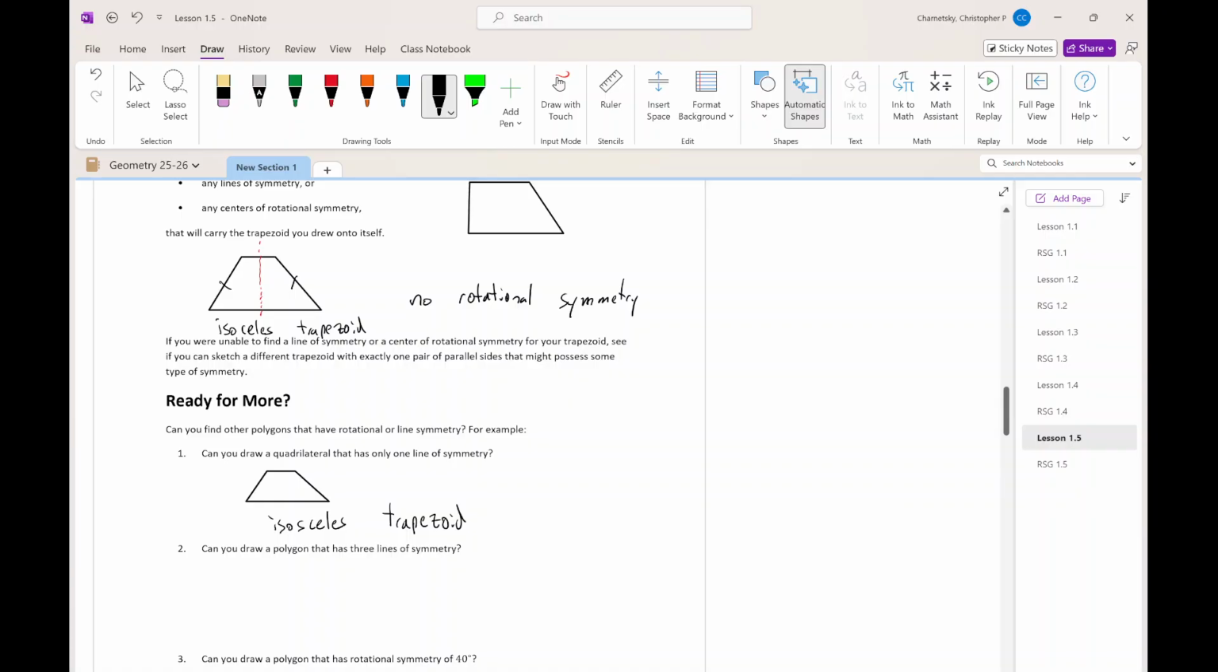Can you draw a polygon that has three lines of symmetry? Well, something we looked at the start of this was our equilateral triangle. It doesn't quite look equilateral. Let's see if we can do a little better one. There we go. Nice equilateral triangle, which would have lines of symmetry through each vertex to the other side.